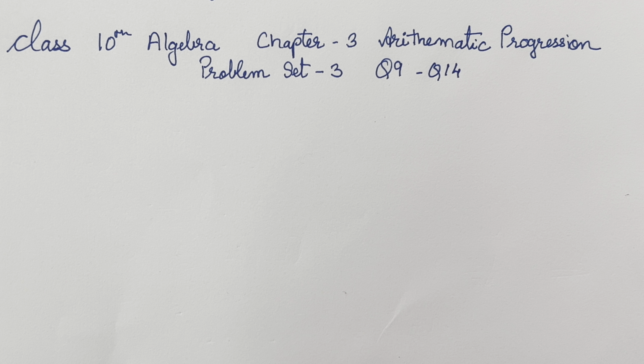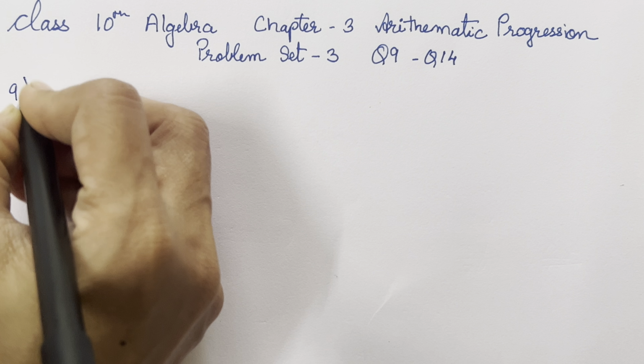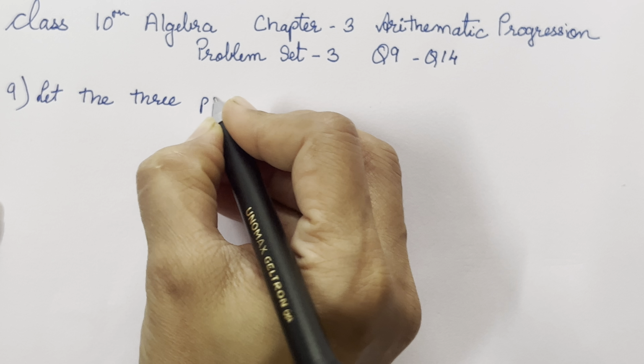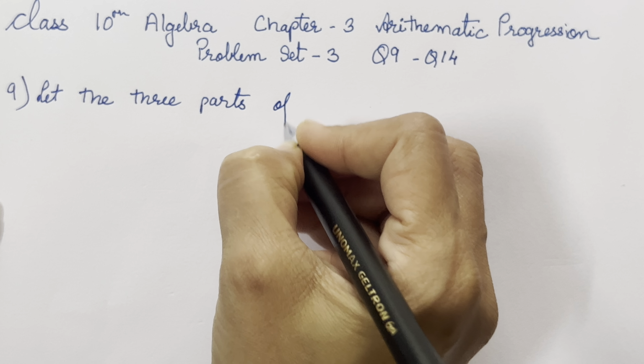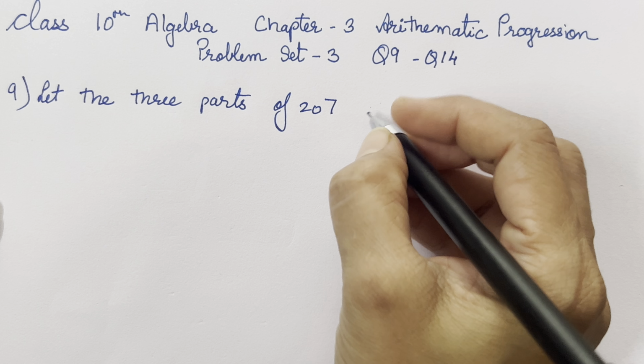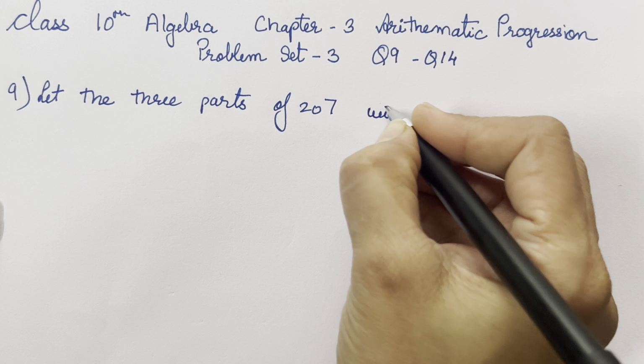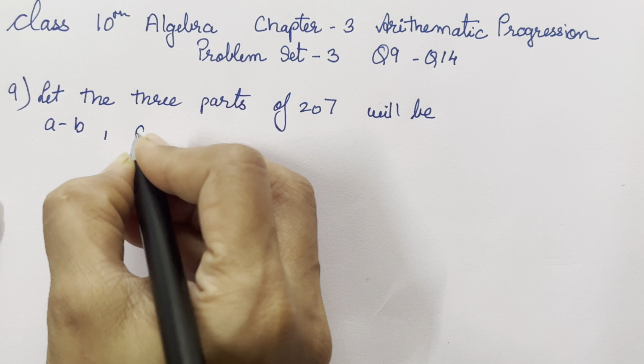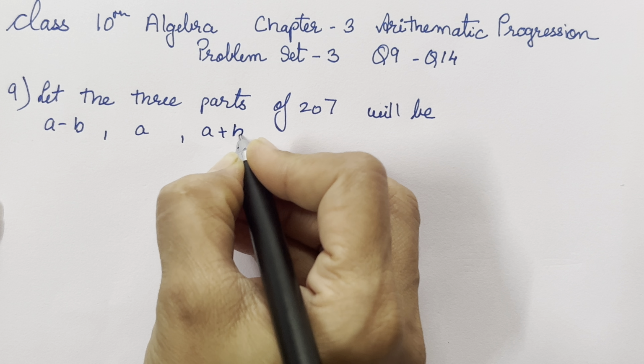Divide 207 into 3 parts such that the numbers are in AP and the product of the two smaller parts is 4623. So first, what we have to do, we have to suppose the three parts of 207 will be A minus D, A and A plus D.